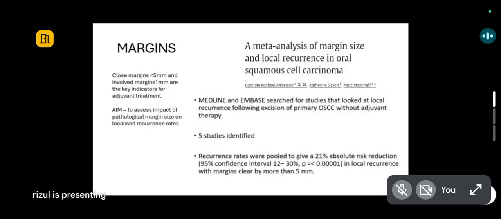So there is one meta-analytical study by Anderson et al. that shows the margin size and local recurrences in oral squamous cell carcinoma. It was basically a Medline and Embase search of studies that look at the local recurrence rate following the excision of the primary SCC without any adjuvant therapy. In this, they define close margins as less than 5 mm and involved margins as 1 mm, which are the key indicators for adjuvant therapy. The aim was to assess the impact of pathological margin size on the local recurrence rate. In this study, they found that the recurrence rate showed a pooled 21% absolute reduction when margins are cleared by more than 5 mm.